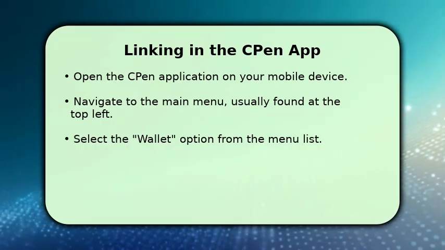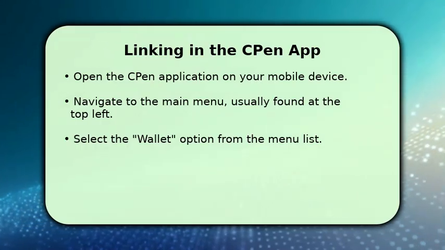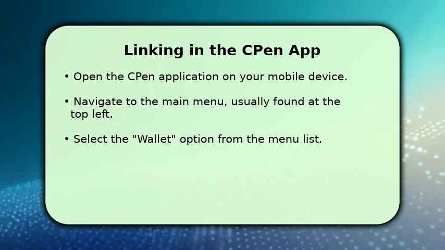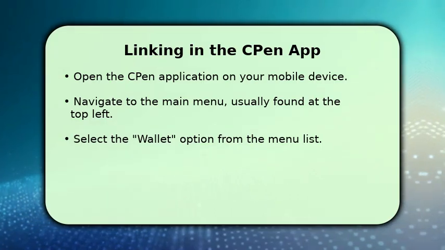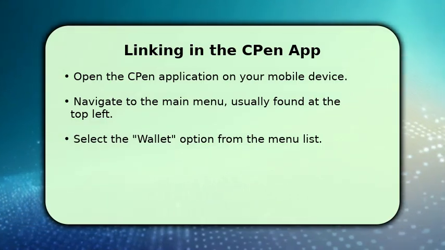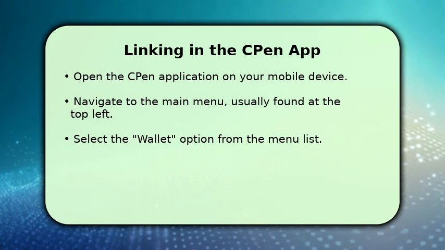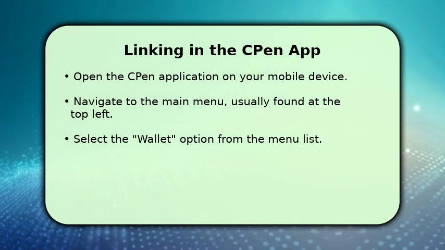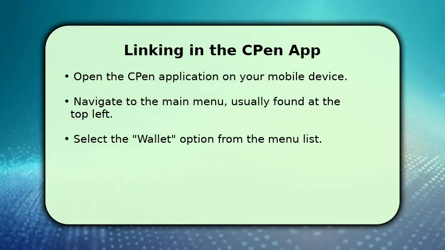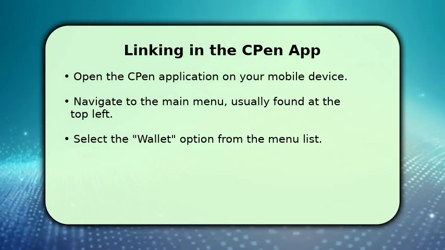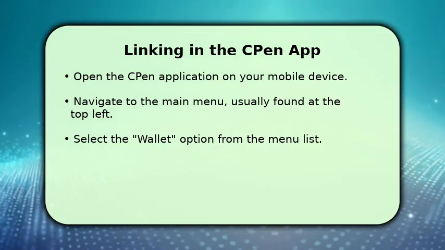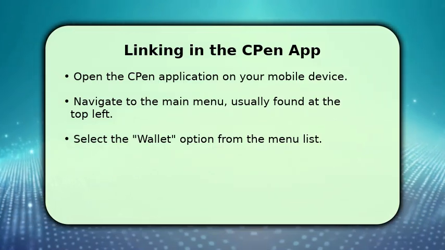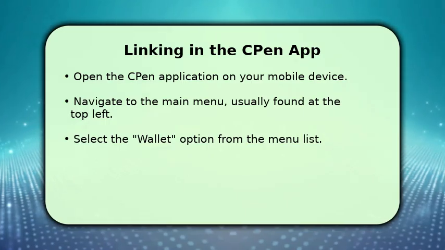Now let's move to the CEPEN application. Open the CEPEN app on your device. From the main menu, typically located at the top left, select the Wallet option. Here, you will find a field to enter your wallet address. Carefully paste the Binance Smart Chain address you copied from Trust Wallet into this field. After pasting, confirm the address and then tap the Save Address button to complete the linking process.